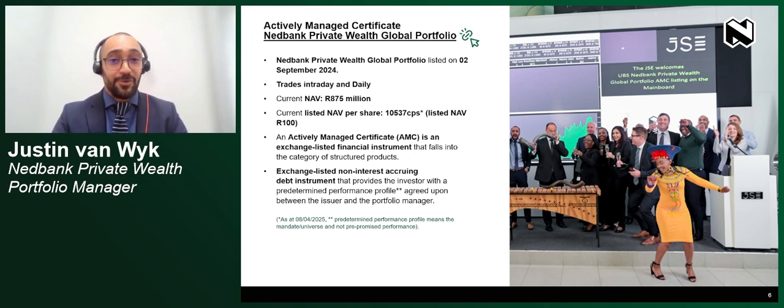After a successful book build, we raised 770 million from clients to participate in the actively managed certificate and our house view, which I'll go into a bit later. And we listed at a net asset value per share of 100 Rand a share. As of midday yesterday, after market volatility, we were at 105 Rand and 37 cents per share. And it shows that over the 6 months, we've added benefit.